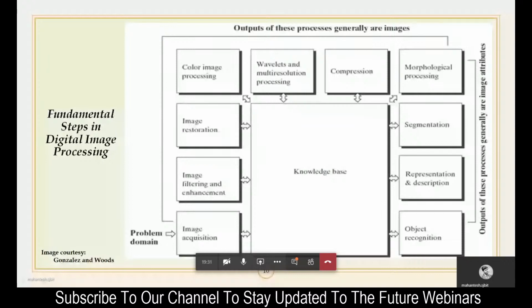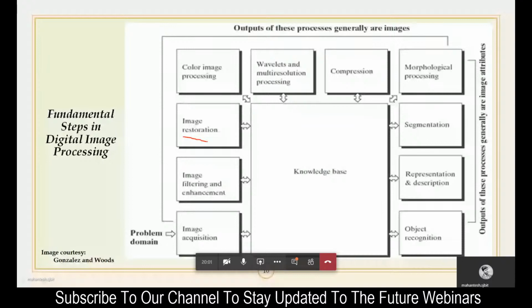Image restoration. Image restoration is an area that deals with improving the appearance of an image. However, unlike enhancement, which is subjective, image restoration is objective. Here, enhancement is subjective in nature, whereas restoration becomes more objective, because I have some predefined knowledge about restoring the image.